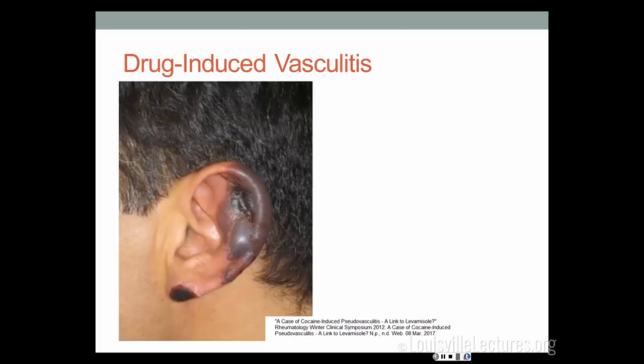Okay, drug-induced vasculitis, very common. What illicit drug is this that this patient took?